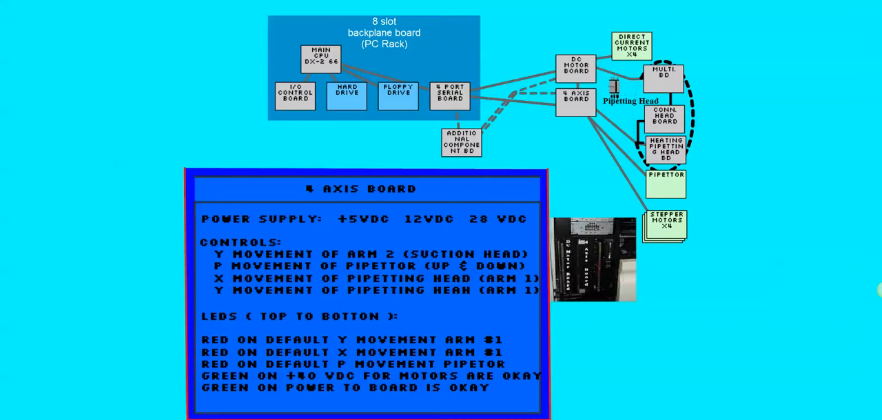The 4-axis board controls the Y movement for the suction head, arm 2, the movement of the pipetter, which is the P1, going up and down, the X movement of the pipetting head, and the Y movement of the pipetting head. Again, the pipetting head is arm 1, which has the 3 needles. The voltage, 40 volts, is generated from the 28 volts AC supplied to the 4-axis board. Many signals are generated to this board from the input-output board. I will also tell you the 4-axis board generates a local 5 volts from that 28 volt power supply.